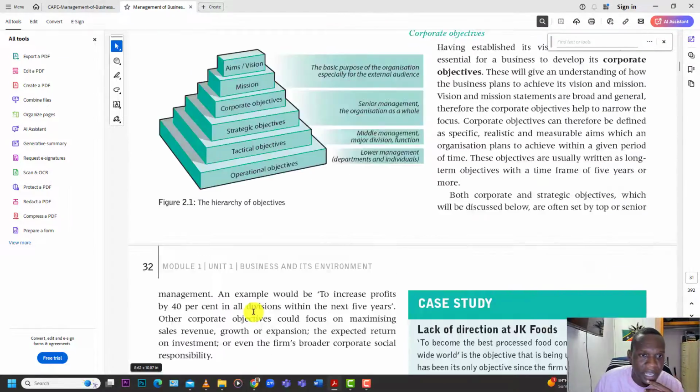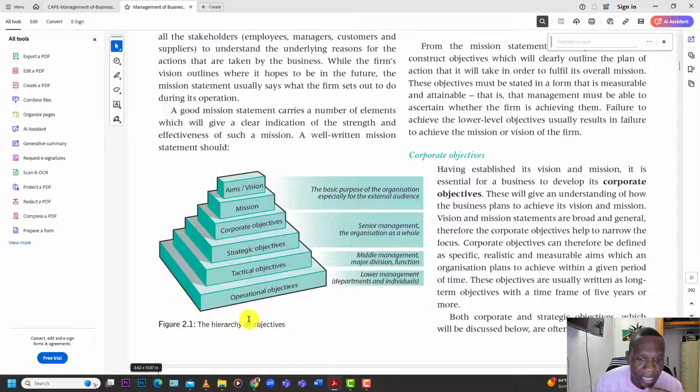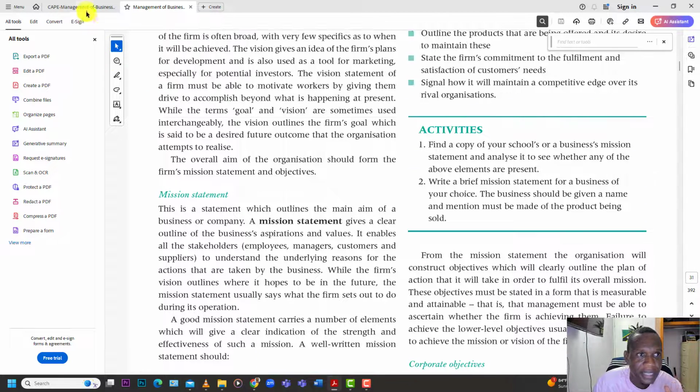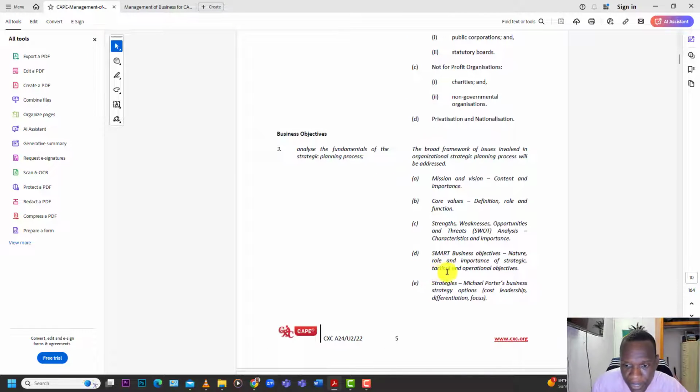Alright, so those are the objectives, the hierarchy of objectives that they ask us for here in the syllabus. Right? We look at the SMART objectives, the nature, role, importance, strategic, tactical, and operational. And we also touch base on the mission and vision statements, the content and the importance of those 2 ideas. And so we're going to stay here for now.